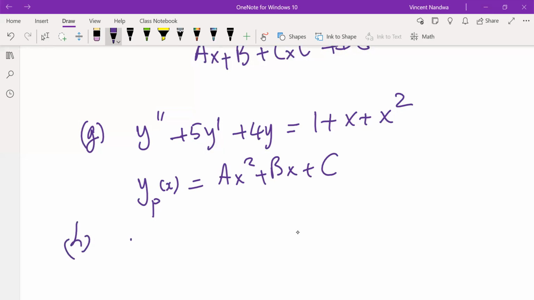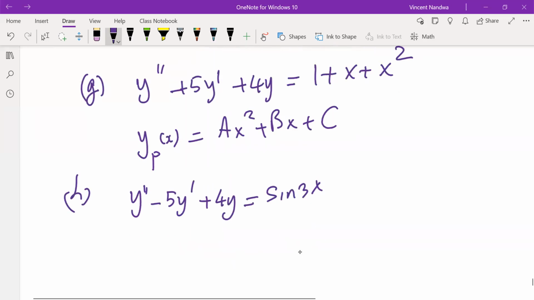Next, if we have y double prime minus 5y prime plus 4y equals sine of 3x, then this being a sine function, the yp will be a linear combination of sine and cosine.